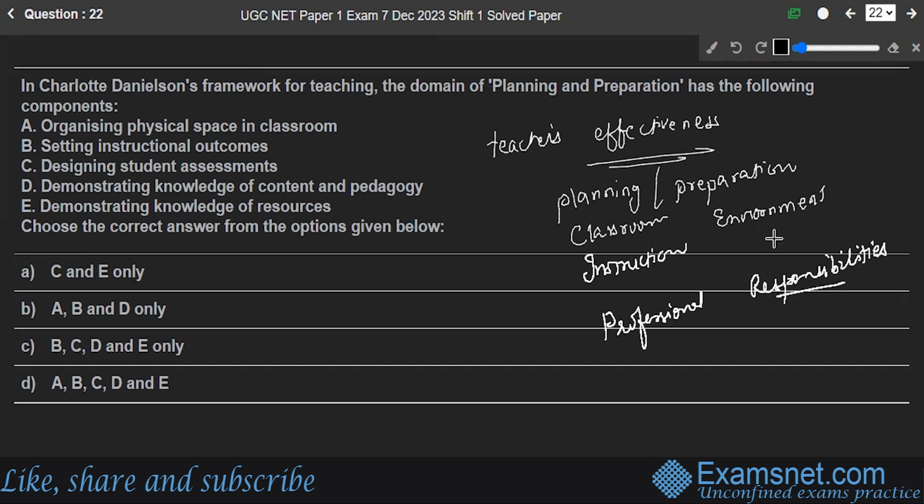So the domain of planning and preparation has five components, that is demonstrating knowledge of content and pedagogy, planning for instruction, setting instructional outcomes, designing student assessments, organizing physical space, and demonstrating knowledge of resources. Therefore, the correct answer to the question is B, C, D, E only. You have option C as the right answer. Hope we got that. Let's move to the next question.